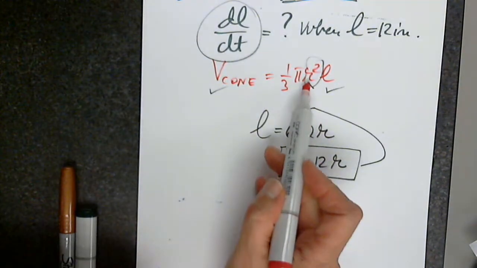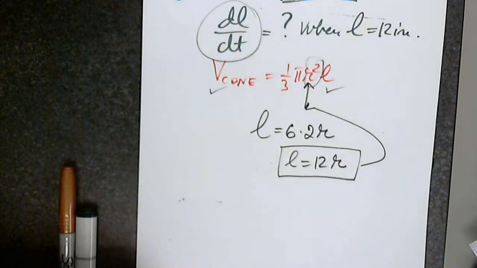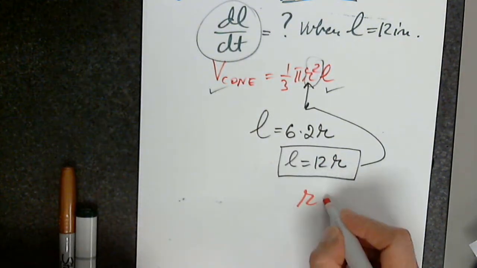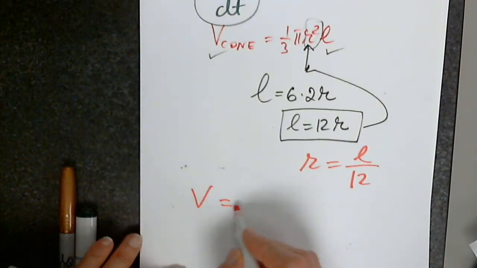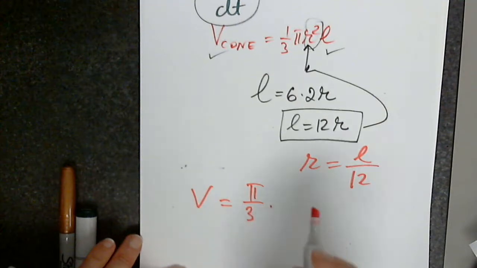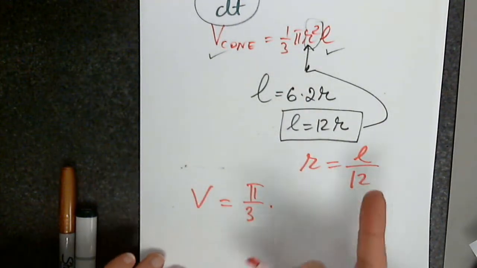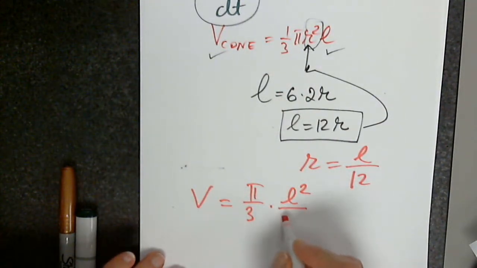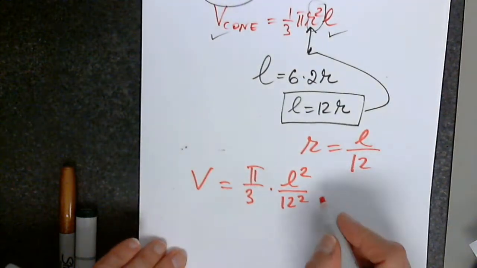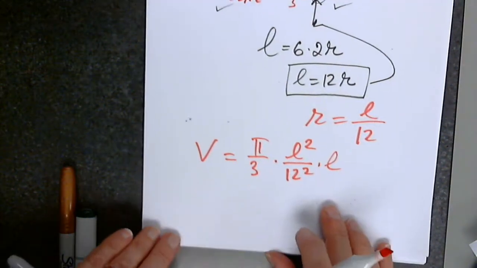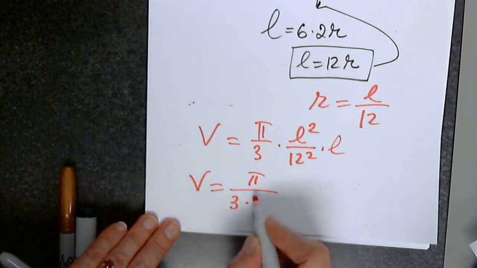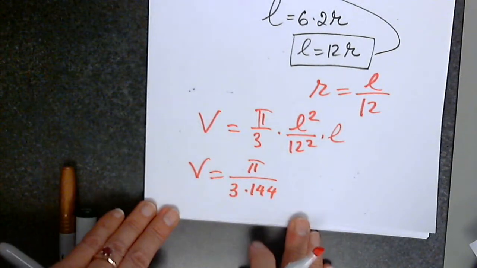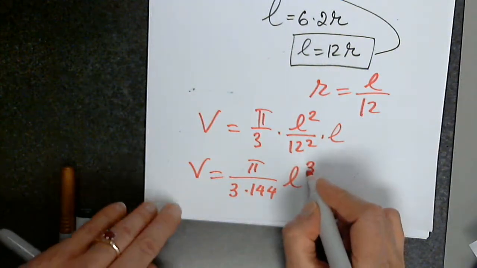Okay, so what should I do now? Because I need to get rid of this, replace it with L over 12. R equals L over 12. So now the volume is pi divided by 3 times R squared, L squared over 12 squared, multiplied by L. All the numbers will go together. So pi over 3 times 144, don't bother multiplying, times L cubed.